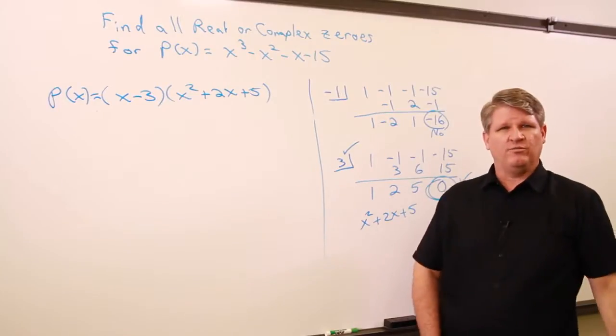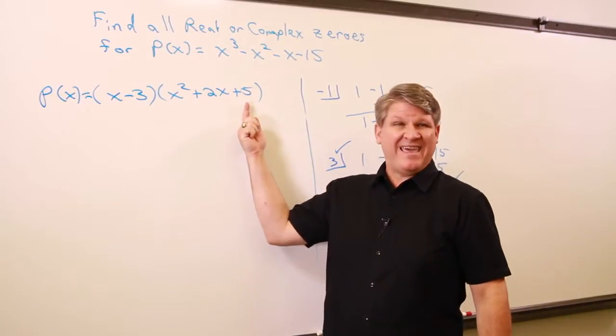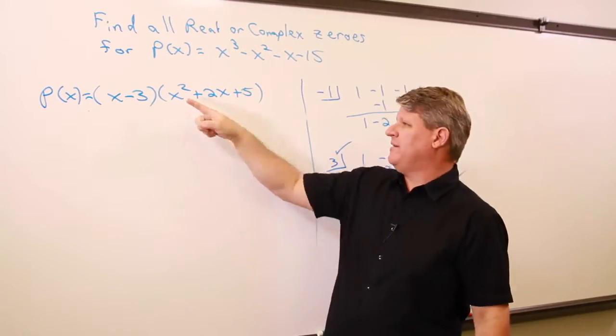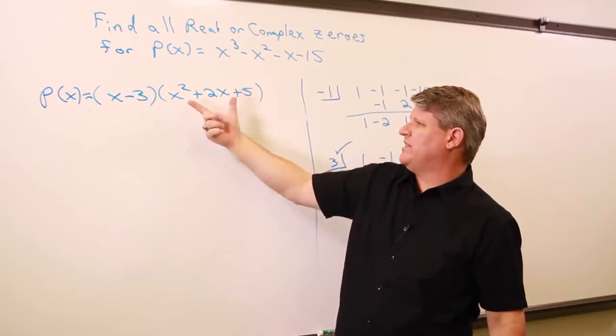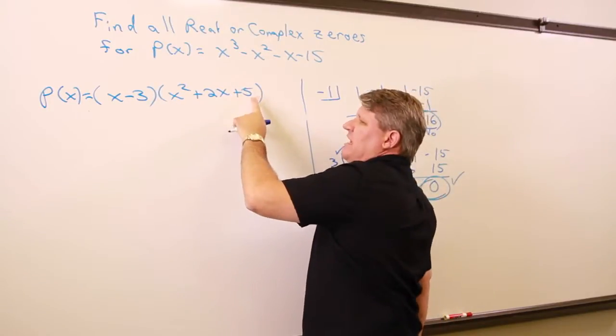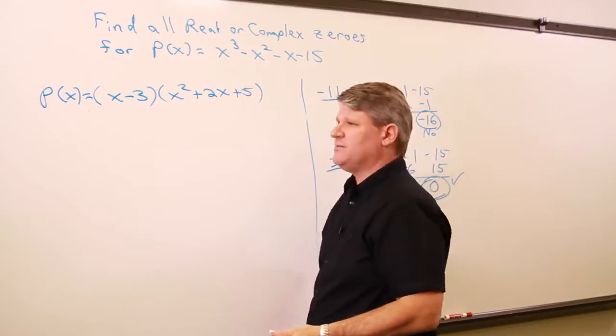I have partially factored my problem. Now, I continue to factor if I can. However, notice in this problem we do have sort of a roadblock. My leading coefficient is 1. It's a basic quadratic. But there are no two numbers that I can multiply together to give me 5 that will add up to 2. That means I cannot factor this.